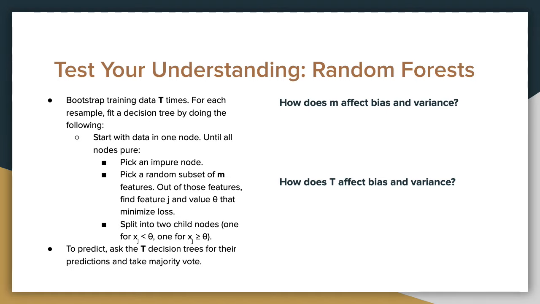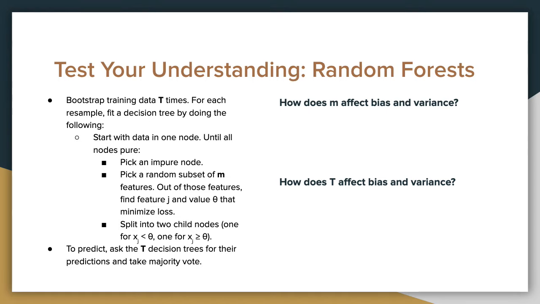Arguably, that's the easier one to understand. But for T, if we train more trees, right? Then we're essentially taking the average over a lot of different trees that are trained on different subsets of features. And so our variance decreases because we're getting different snapshots of our training data in terms of the features. If we take the average over a bunch of different trees, that's going to decrease our variance because we're not overfitting on any one of those trees. Okay, so it decreases variance when we increase T.